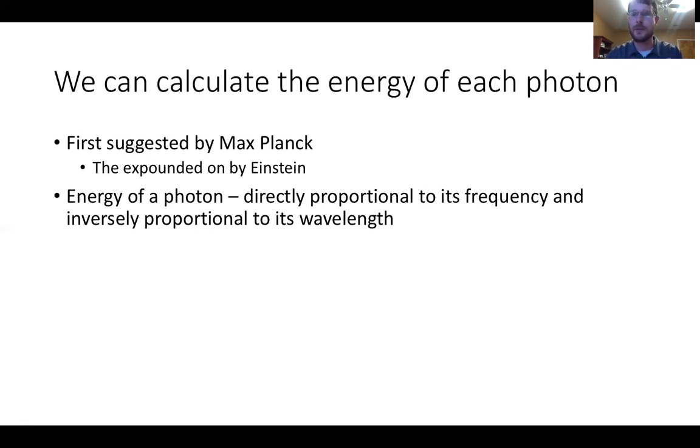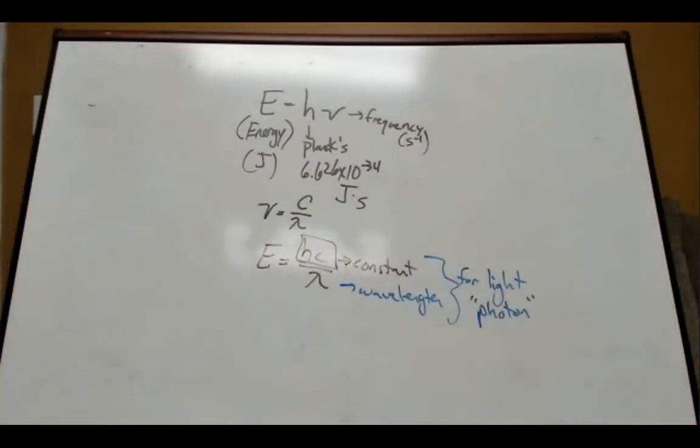And so how can we calculate the energy of a photon? I'm glad you guys asked. So what we see here on the board is a few equations, and I'll try to carefully, because it's kind of blurry, walk you through what's on the board here.